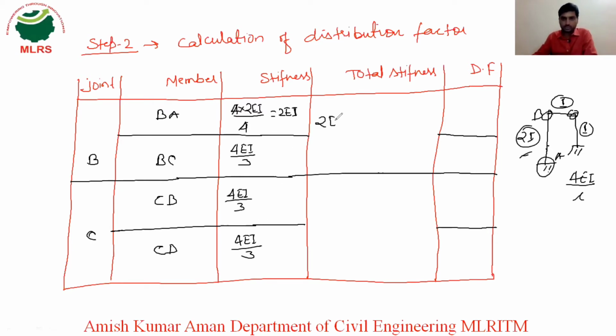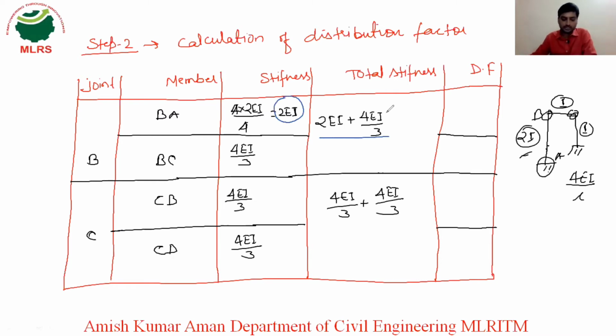Here the total stiffness will be 2EI plus 4EI upon 3. And here the total will be 4EI upon 3 plus 4EI upon 3. Now coming to the distribution factor. What will be the distribution factor? Individual stiffness upon total stiffness.